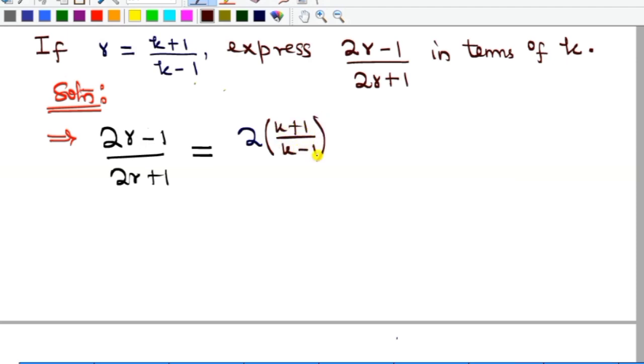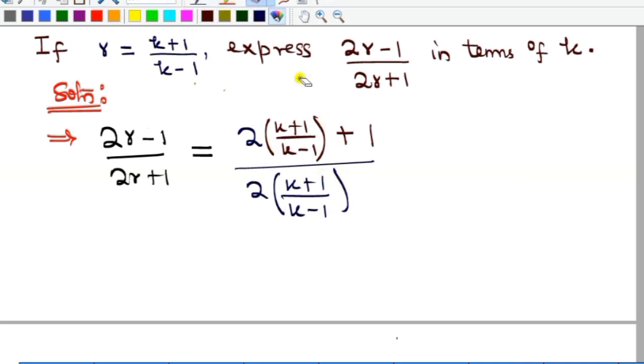Then remember there is a minus 1 there. This is all over 2 into the same thing, k plus 1 all over k minus 1, and then plus 1 in the denominator. So at this point I have now expressed this in terms of k. All I need to do now is simplify what I have on the right hand side.